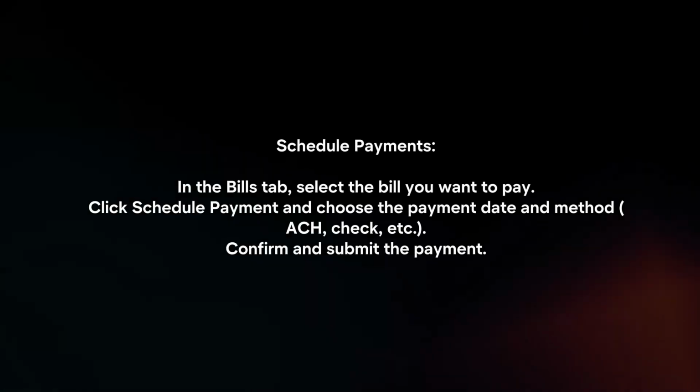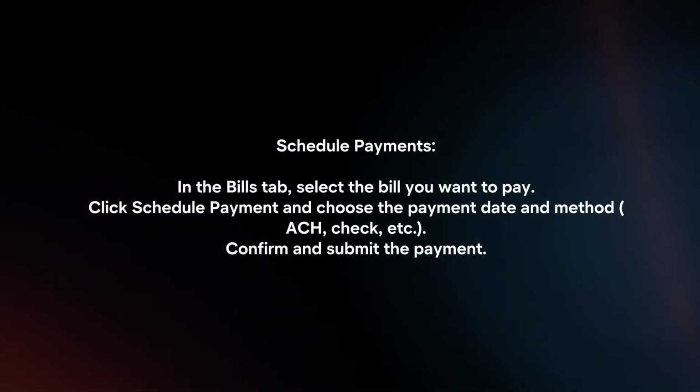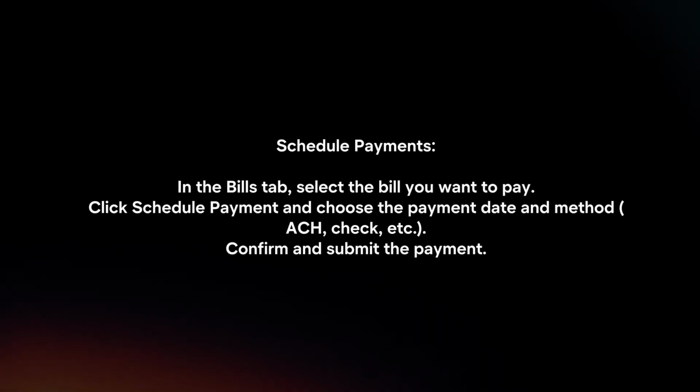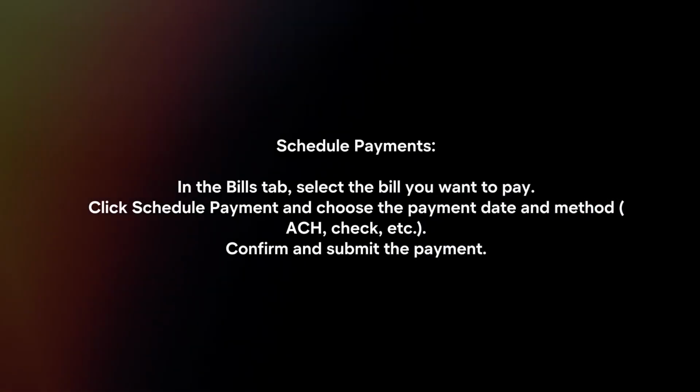Schedule payments. In the Bills tab, select the bill you want to pay. Click Schedule Payment and choose the payment date and method. Confirm and submit the payment.